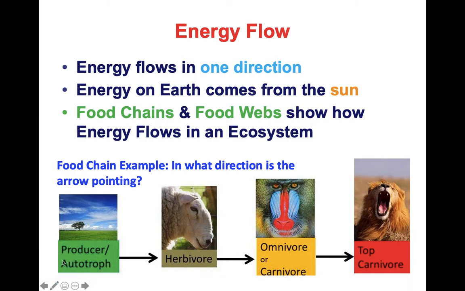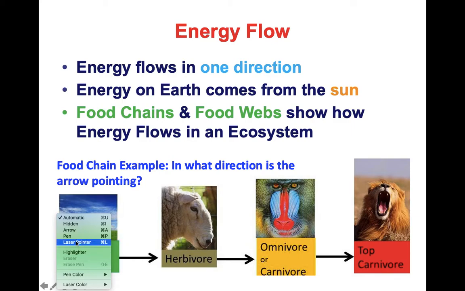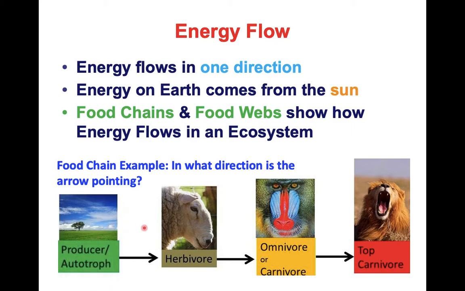So for example, here below we see an example of a food chain. And we see that energy is flowing in the direction of the arrow. So for example, the producers, or the autotrophs, so producers are also known as autotrophs, we know that they get their energy from the sun, and then that energy is transferred from the producer to the herbivore, and then that energy is transferred to the omnivore or carnivore, and then that energy is transferred to the top carnivore.